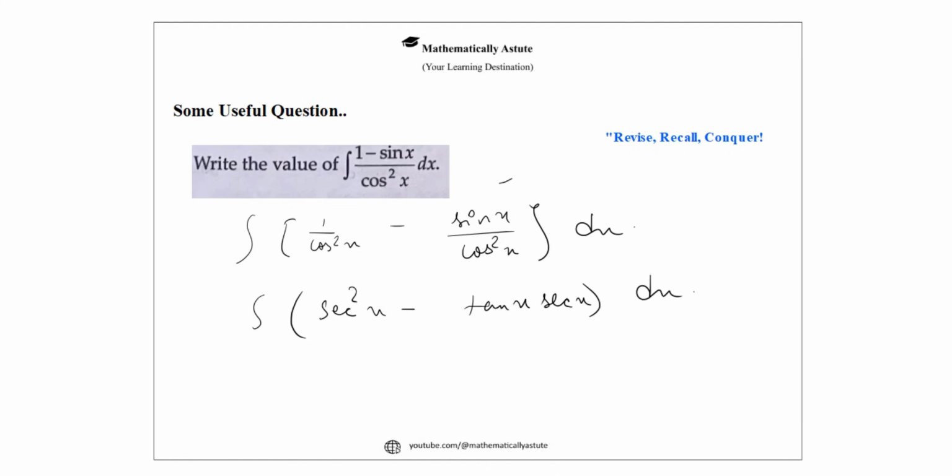So using the indefinite formula for this, sec square x we can write as tan x, after that this would be sec x plus c. Okay, now moving to the next question.